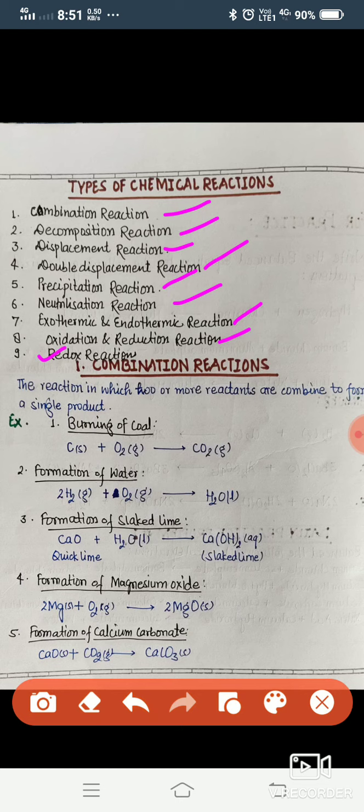So let's start the first chemical reaction, that is combination reaction.